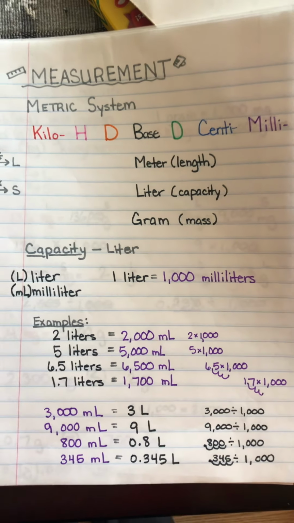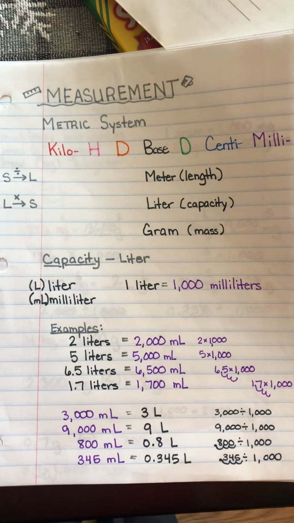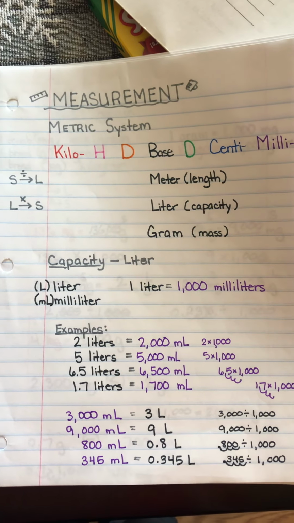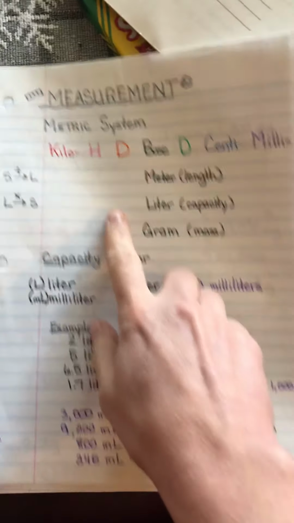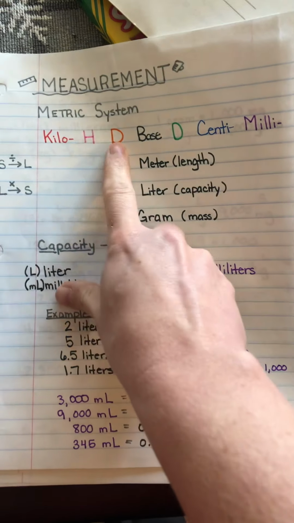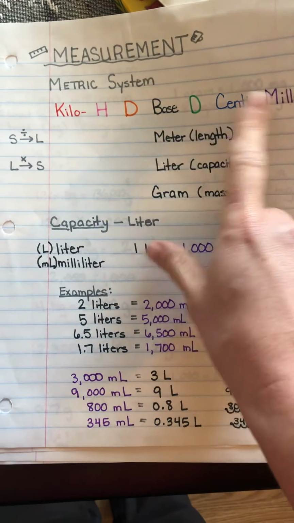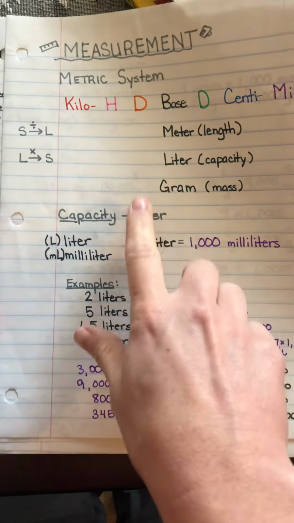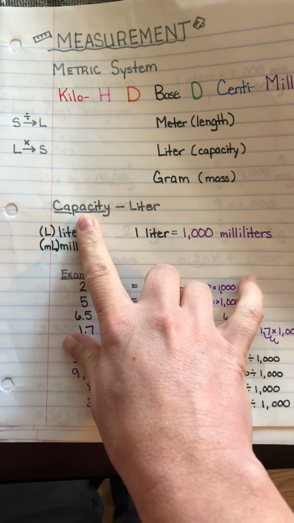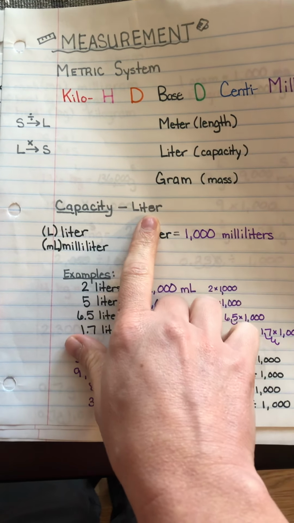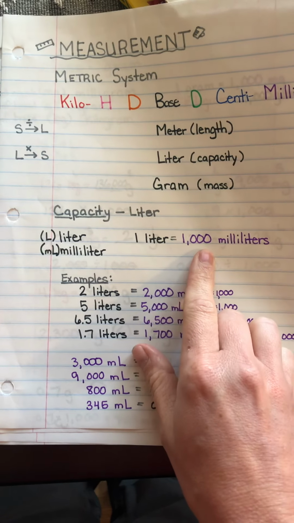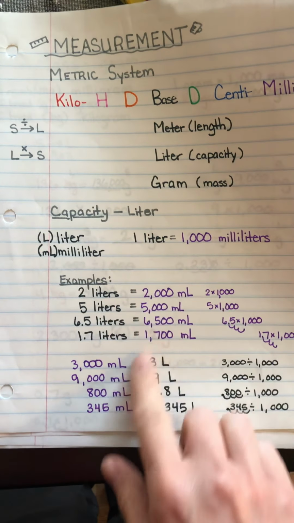Okay, if you've been following along with the metric measurement unit, we have our measurement notes that we started. We looked at the metric system with King Henry died by drinking chocolate milk. We learned about our bases, and then we went to capacity, which in the metric system is measured in liters. 1 liter is the same as 1,000 milliliters, and we worked on conversions.